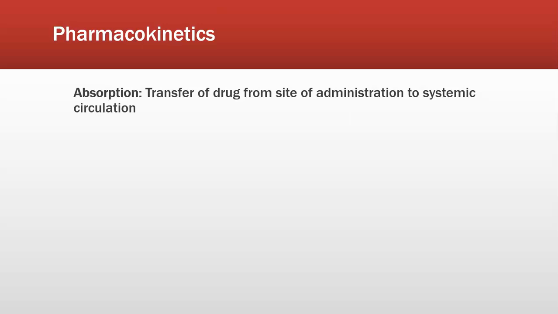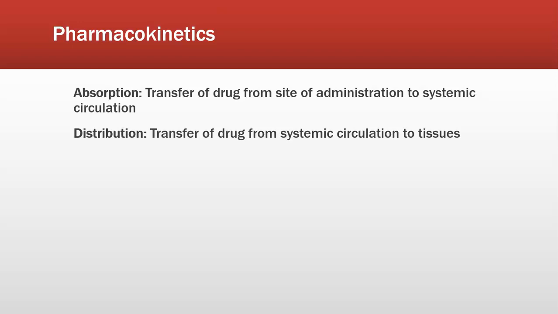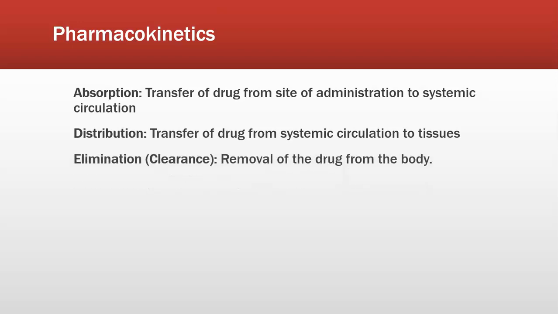So we'll talk about absorption, and that's the transfer of drugs from the site of administration to the systemic circulation. Most drugs are absorbed in the small intestines, and that's due to the large surface area. Distribution is the transfer of drugs from systemic circulation to the tissues. And then elimination. How are they removing that drug? How is it coming out of the body? So the liver and the kidneys are the main excreting organs. Drugs are mainly passed through stool or urine.